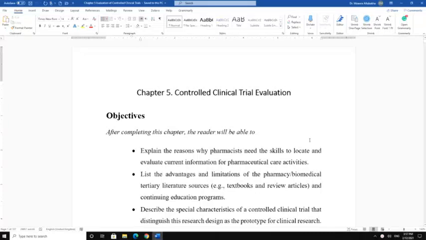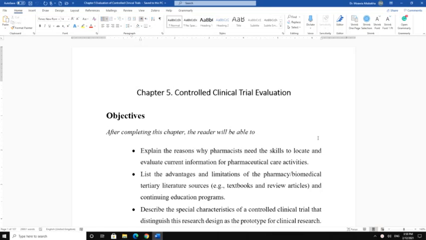Bismillah ar-Rahman ar-Rahim. My dear students of Ajman University, today we will start a new topic, chapter 5, which is regarding the evaluation of controlled clinical trial.